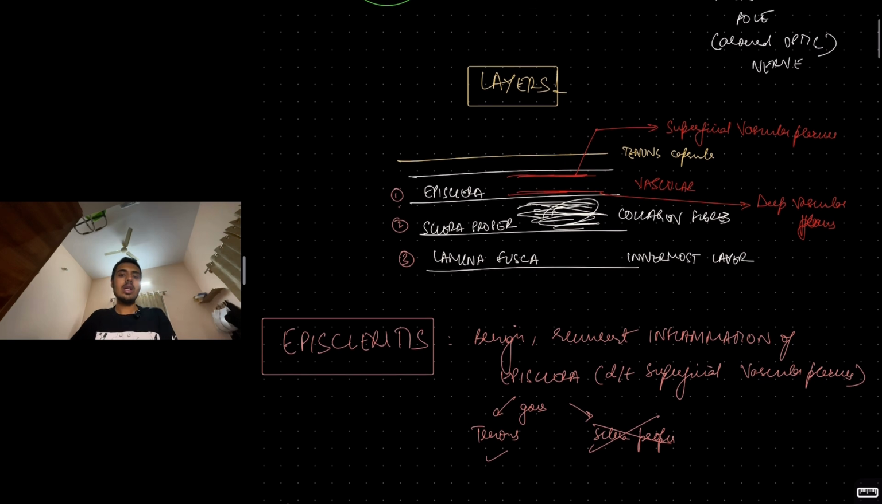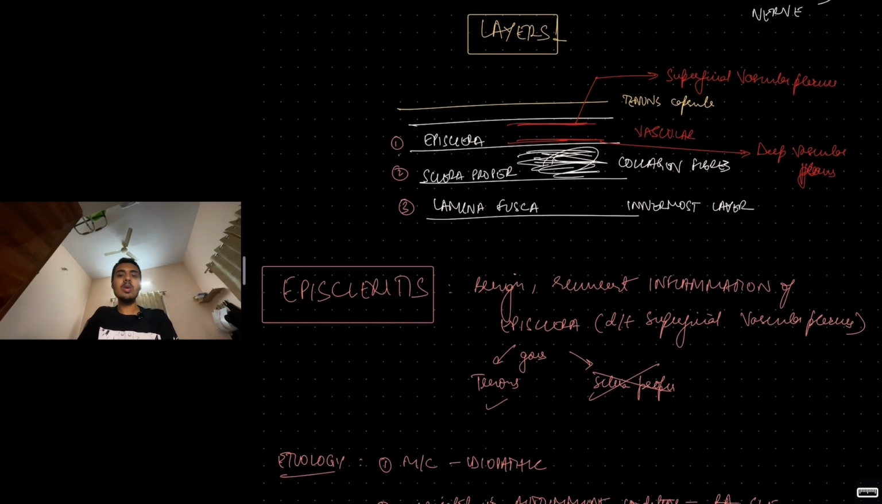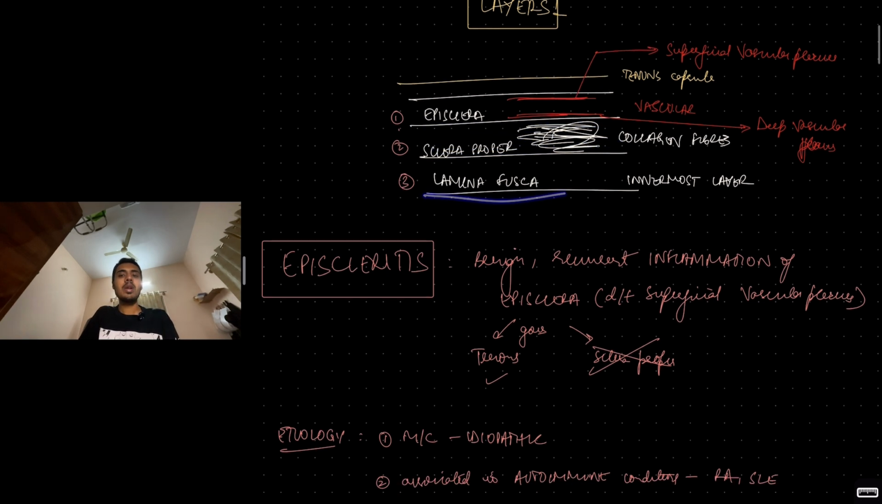Then coming to the layers of sclera. Basically, you have the outermost episclera, which is just beneath the Tenon's capsule. Then you have the sclera proper, and then innermost layer is the lamina fusca. Basically, the episclera is the vascular layer of sclera. You have a superficial vascular plexus and a deep vascular plexus. The sclera proper is avascular.